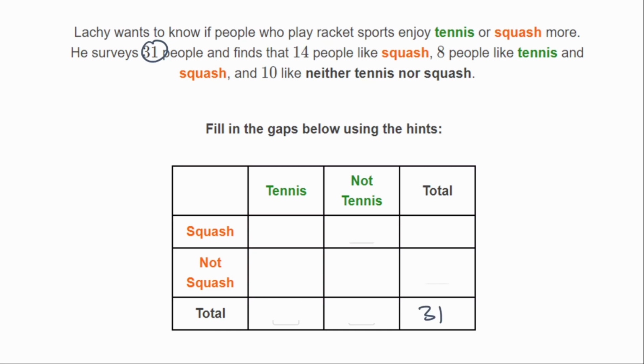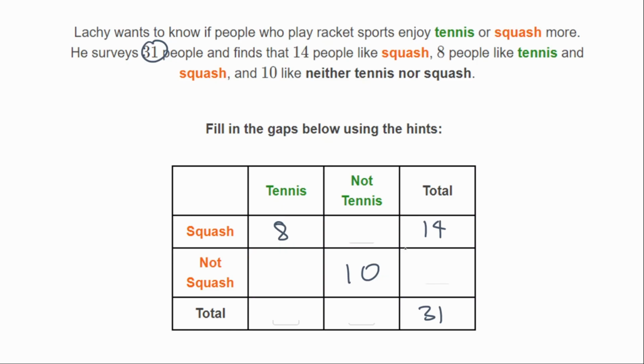Alright, moving on. We know that 14 people like squash. So that means the total number of people that like squash will be 14. So that goes over here in the total box for squash. It then says 8 people like tennis and squash. So that means 8 goes right there, tennis and squash there. And last one, 10 people like neither tennis nor squash. So neither tennis nor squash, that goes into not tennis, not squash, just down here. So there should be a 10 over there. Alright, so that's plenty of information to fill out the rest of the two-way table there. So let's have a go filling the rest of it out.